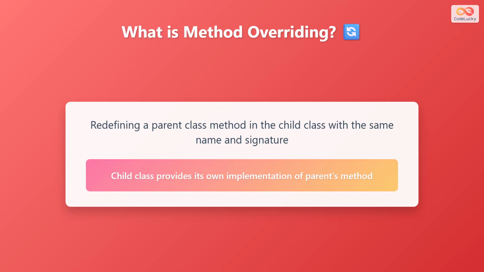Now let's discuss method overriding. Method overriding is redefining a parent class method in the child class with the same name and signature. This allows the child class to provide its own specific implementation of a method that is already defined in the parent class.